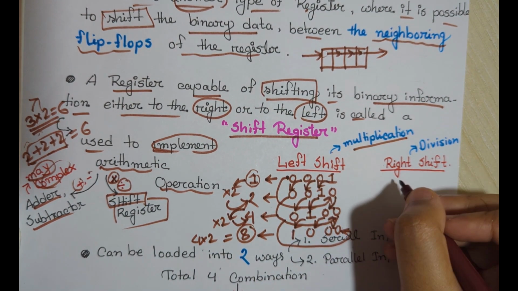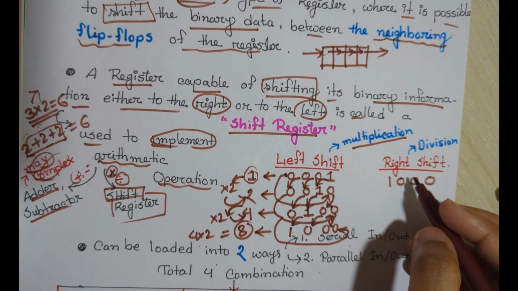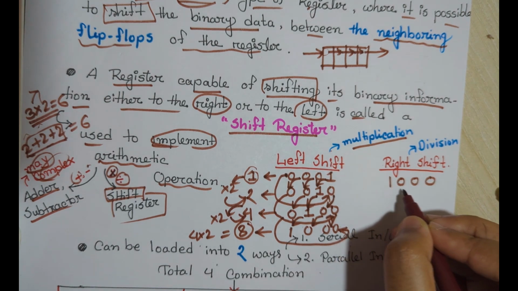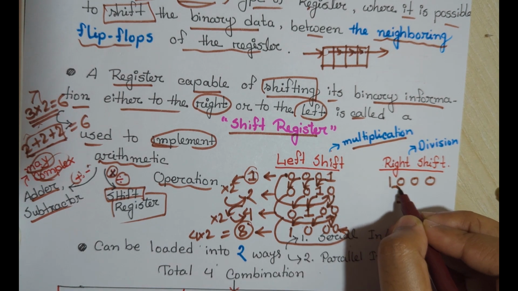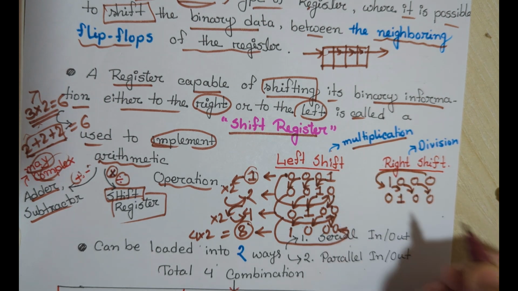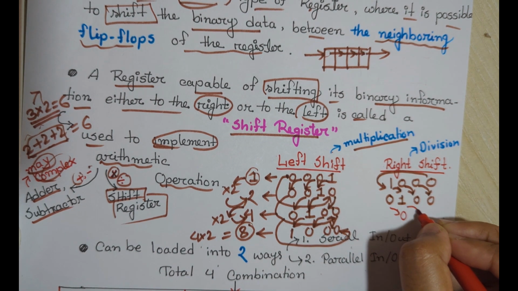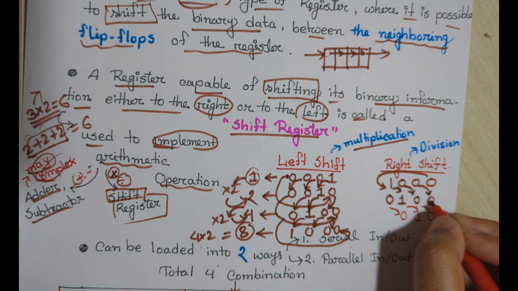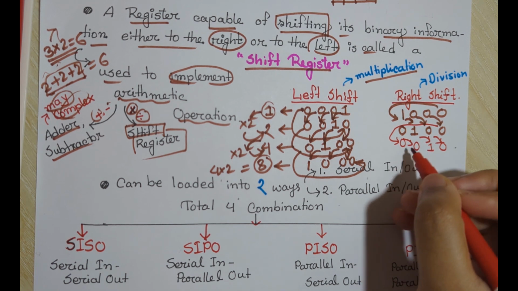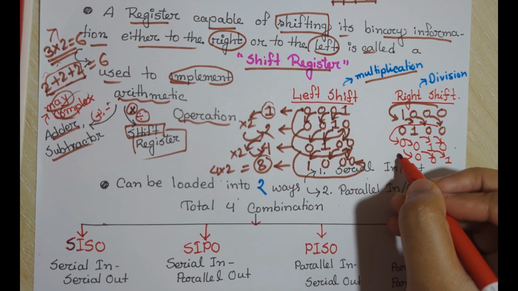And let's see the right shift. Suppose we have information of 1, 0, 0, 0. As it is a right shift, it will shift the binary bits from left to right. This 1 will be shifted there. So 1 will be here, this 0 will be here, this 0 will be here, and this 0 shifted here. And for the third clock pulse, this 0 will be shifted here, this 1 will shift here, this 0 and this 0. And for the fourth clock pulse, after shifting, we will get 0, 0, 1 and 0.